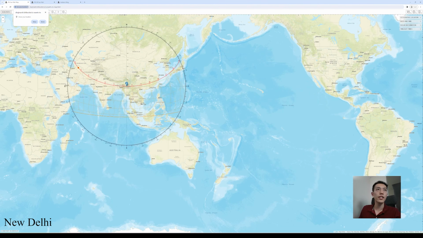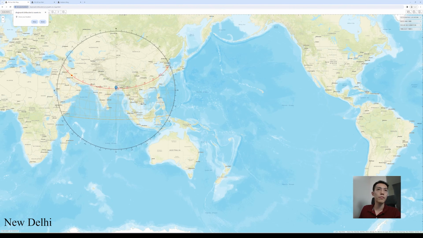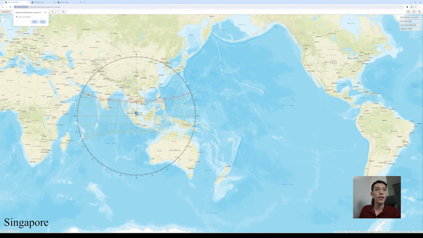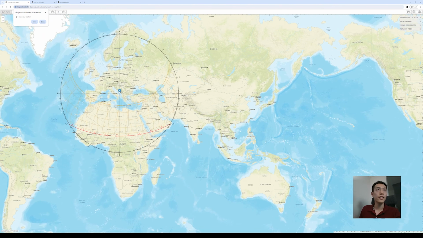And if you look at New Delhi, it's pretty much the same. But once you go to a country near the equator, such as Singapore, look how interesting this looks. During the summer solstice, the sun is always on the north side, but on the winter solstice, the sun is always on the south side. And let's go to somewhere even more extreme, like Iceland.